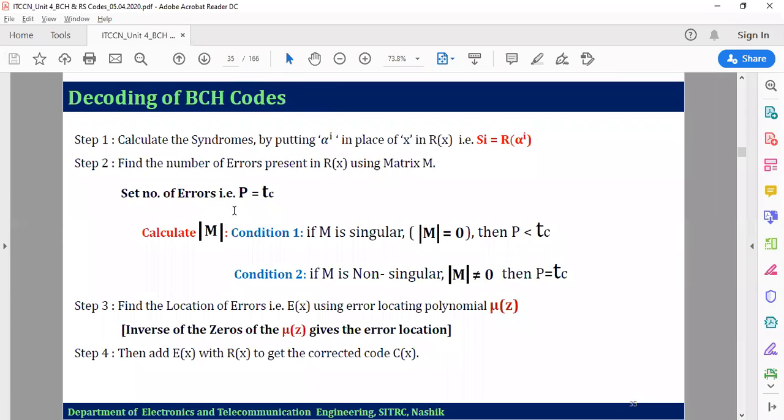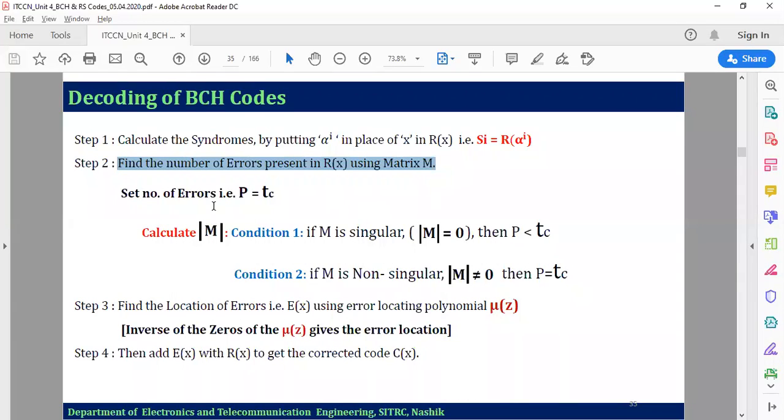So what is the second step? Second step is nothing but: find out the number of errors present in the received code word using matrix M. I will tell you what matrix M is, but right now just write down this second step, which is to find out the number of errors present in R of X using the matrix M.